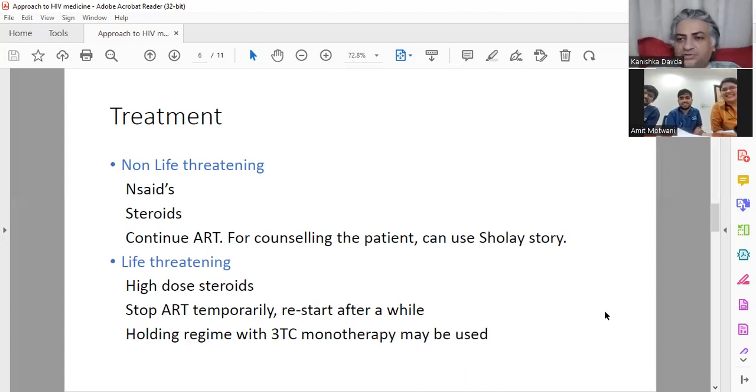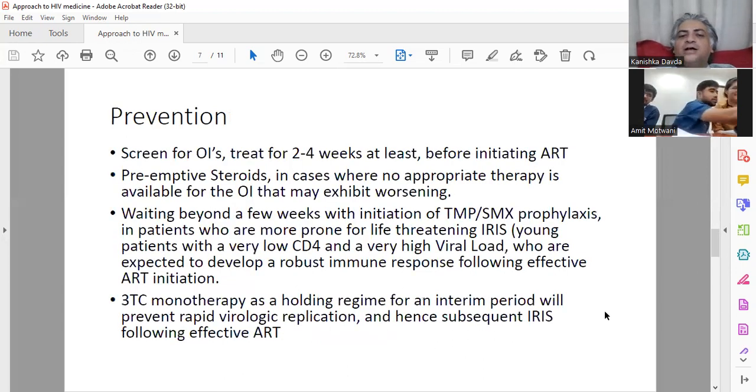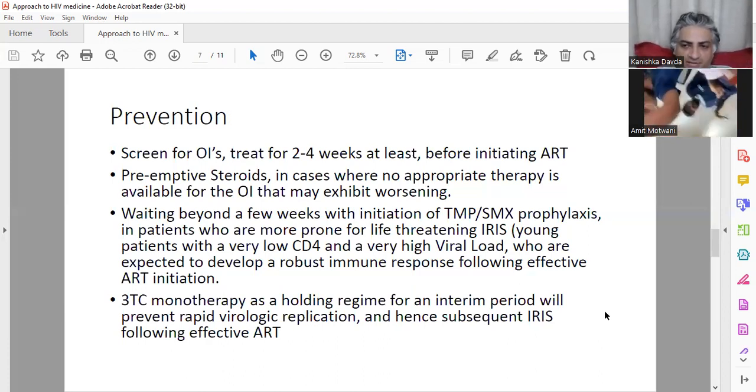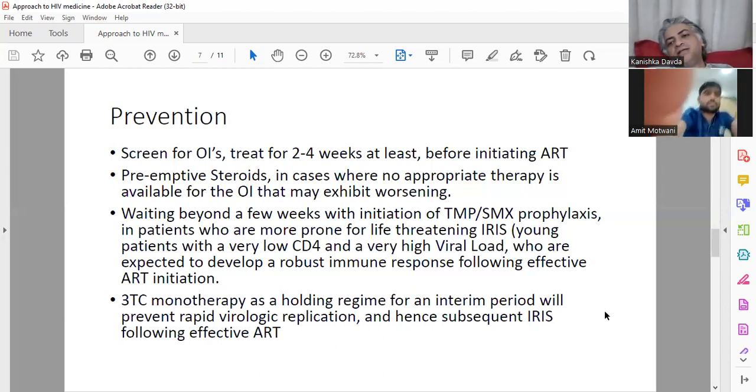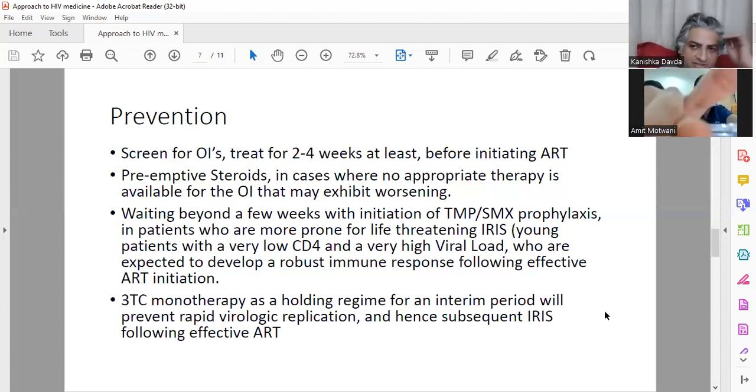So this is how we explain Sholay, IRIS to the less educated person. You understood? Yes, sir. So now prevention of IRIS कैसे करेंगे? पहले तो you screen for the opportunistic infections before you start the ART. If you find any infection, you have to treat it for 2 to 3 weeks, 4 weeks. Only then you can start the ART. So this prevents the IRIS many times.